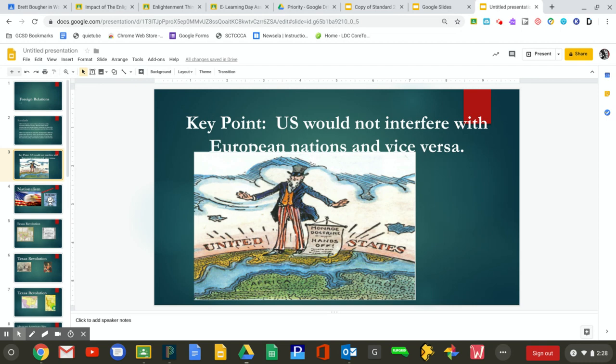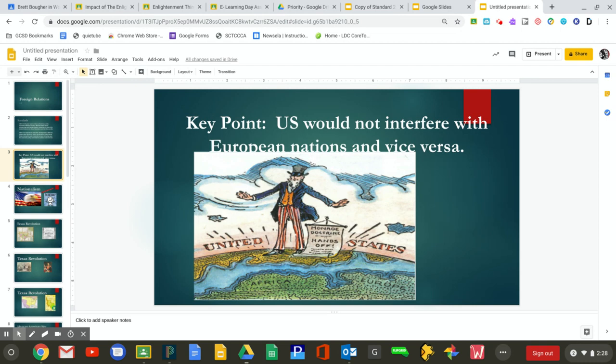The guy that's going to introduce this, of course, is going to be President Monroe, and he's going to issue this warning to the Europeans to say basically that you should not interfere in the Western Hemisphere, and if you do, then the United States would consider it an act of aggression, and they would be willing to go to war. So that was the Monroe Doctrine.